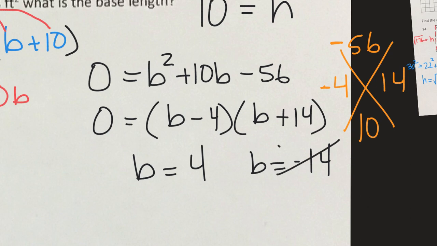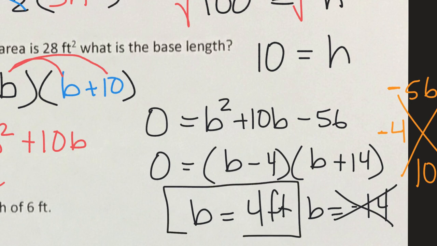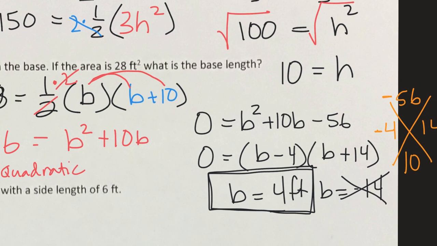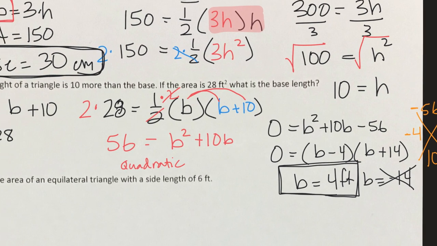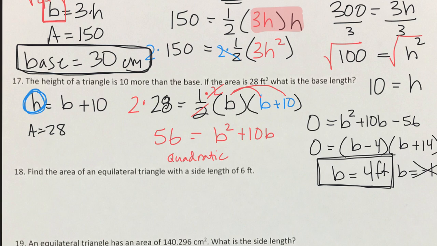So in geometry, we throw out the negative and we keep the positive. So your base is 4 feet long, which would mean that your height is 14, but that's not what we were asked for. Okay, so if you have a plus in your problem, you get a quadratic. And if you have a times, you get a square root.